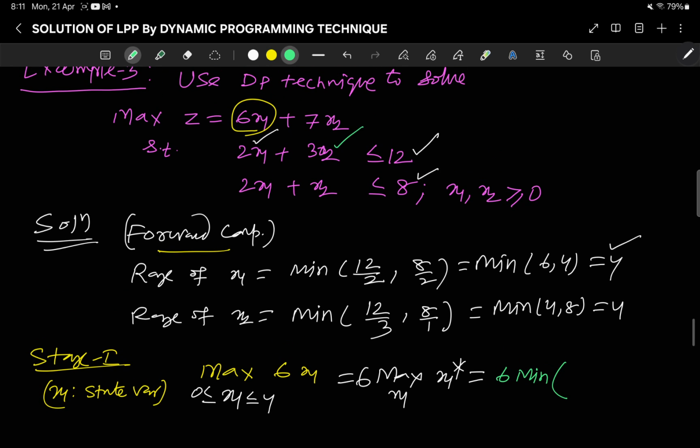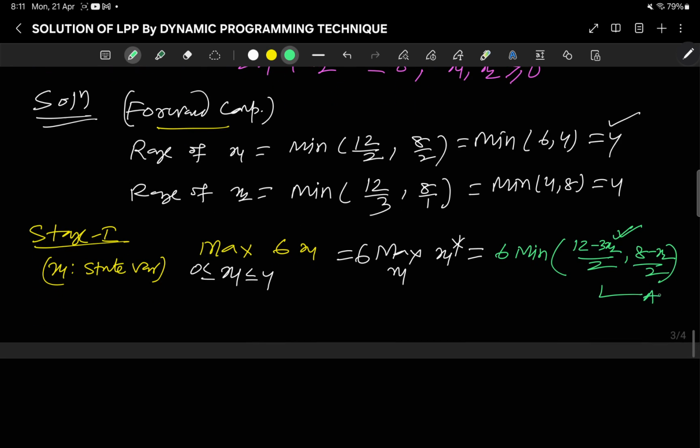Out of equation 1, x1 is (12 minus 3x2) by 2, and out of equation 2, the second constraint, we have x1 is equal to (8 minus x2) by 2. Now this x2 will work as a state variable in the next step. Let it be my equation A. Okay, now coming to my stage 2. In stage 2, this x2 is my state variable, right?